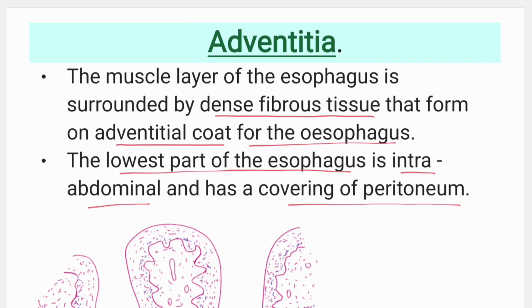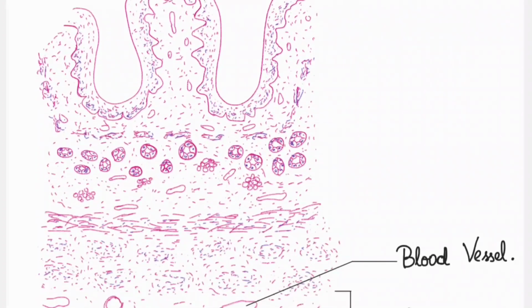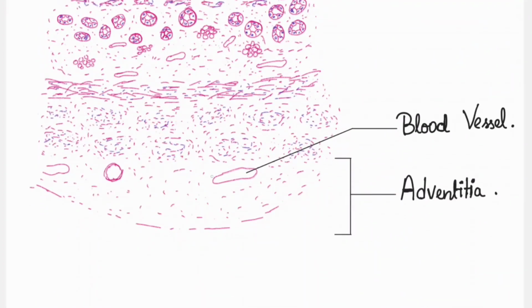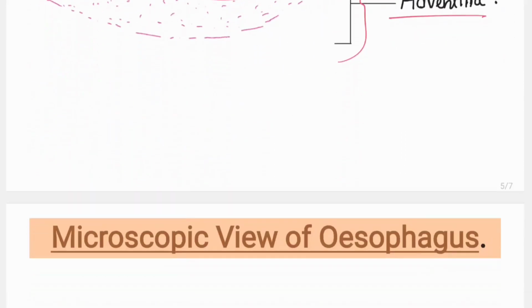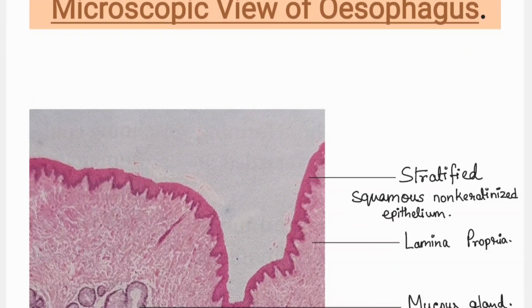So which part of the esophagus is having a covering of peritoneum? The lowest part of the esophagus is intra-abdominal. As it is intra-abdominal, it has a covering of peritoneum. So let's see this. This is a blood vessel and this layer is called the adventitial layer. Now we'll go towards the microscopic view of the esophagus.